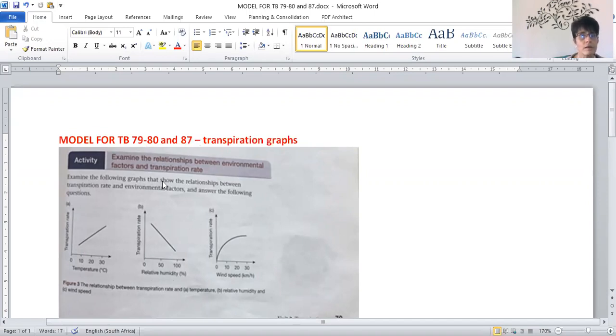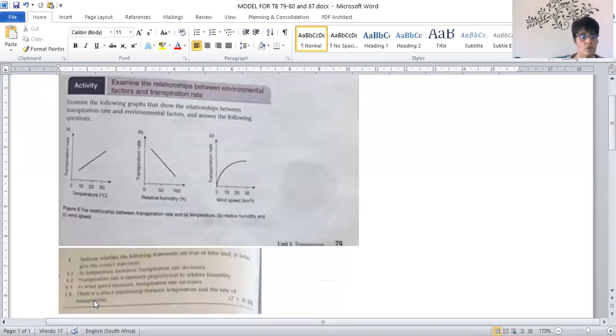It says examine the following graphs that show relationships between transpiration rate, the speed, and environmental factors. Okay, so the first one, it's a bit blurred, so I'm going to read from my textbook. Indicate whether the following statements are true or false, and if false, correct the statement. So, as temperature increases, transpiration rate decreases. Look at this graph. No, you can see that it increases. So that is false. It should be the other way around, increases.